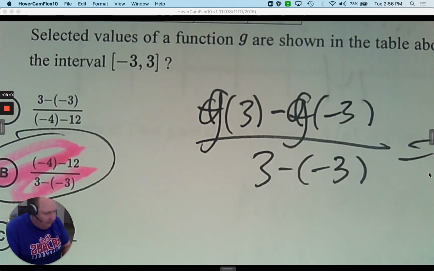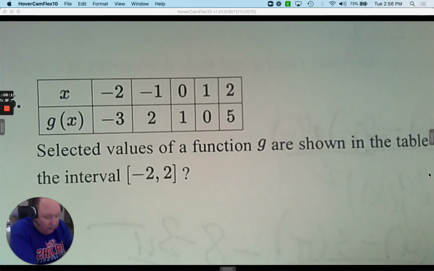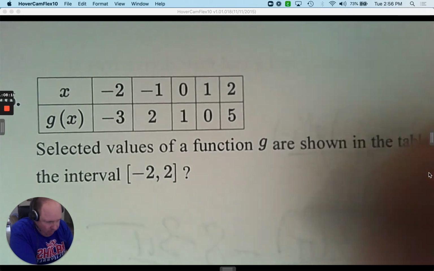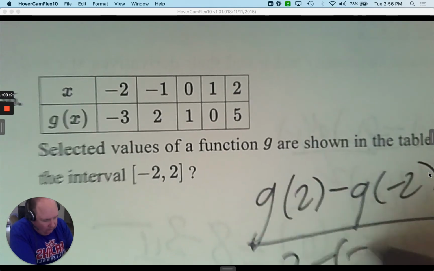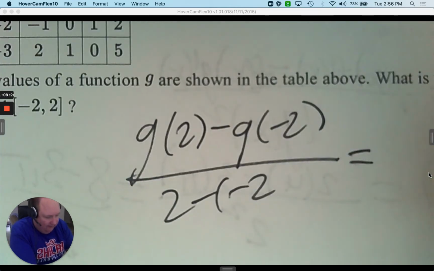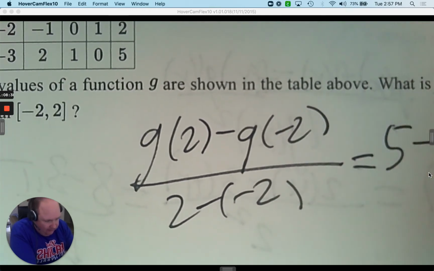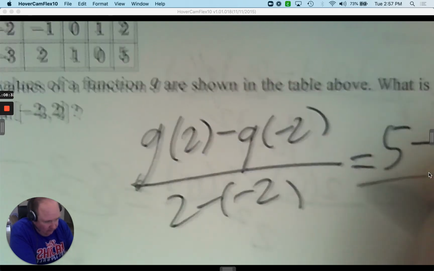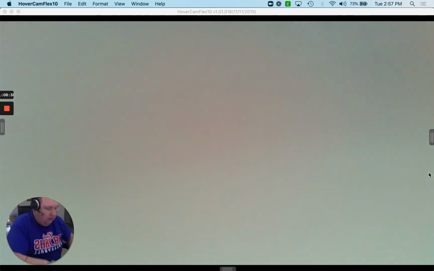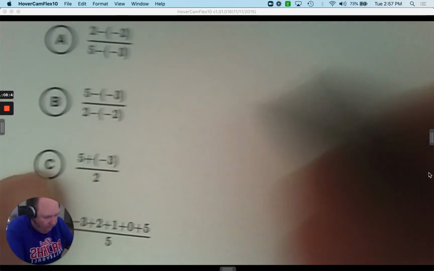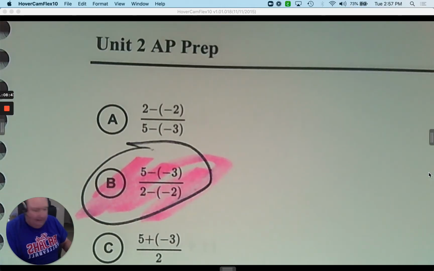All right, 46, same question. Average rate of change from -2 to +2. You should press pause and try it, then press play. So this is going to be g at 2 subtract g at -2, and then 2 subtract -2. Looking at the table of values, g at 2 is 5. G at -2 is -3. And then this is 4. So 5 subtract -3 over 4. So the answer matches with B.